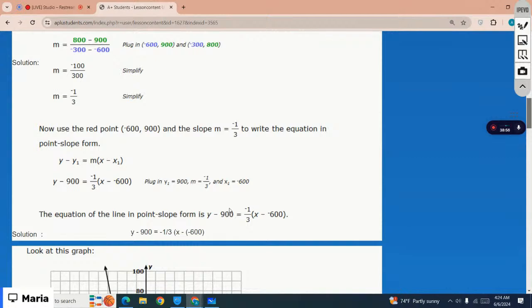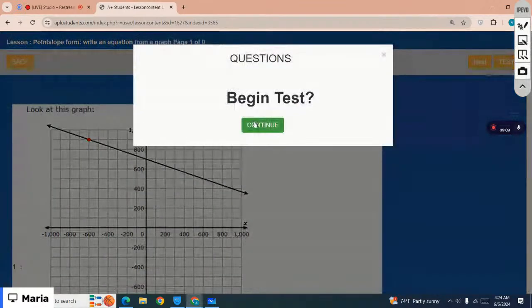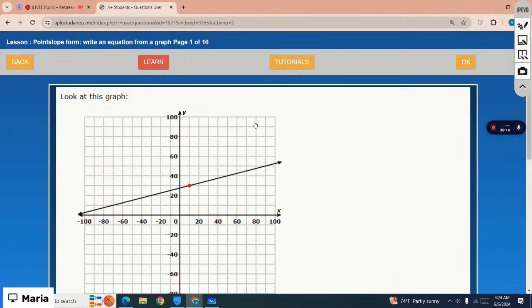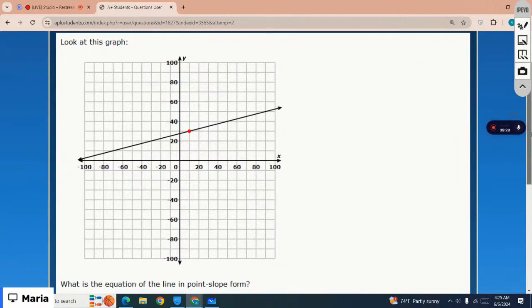Okay, let's just start with the practice questions. Look at this graph. You are given a graph. You have to write down the equation in the point slope form, right? So again, the same thing, you need to find a point and the slope from the graph.